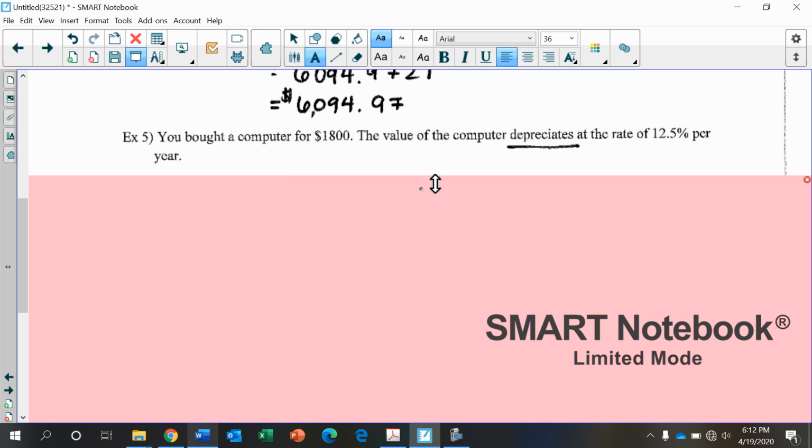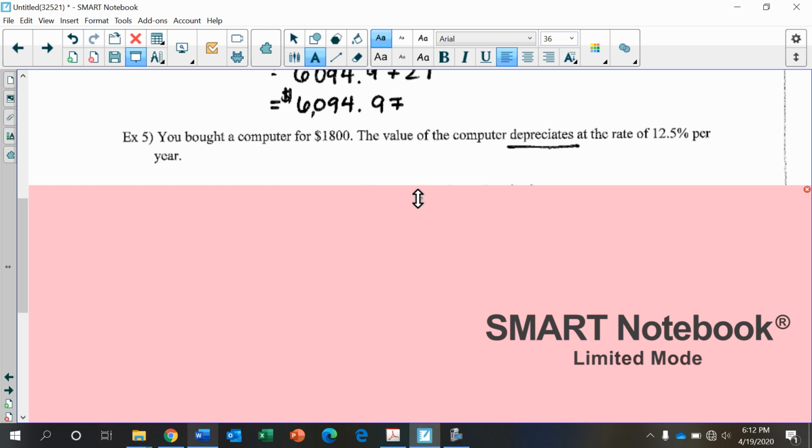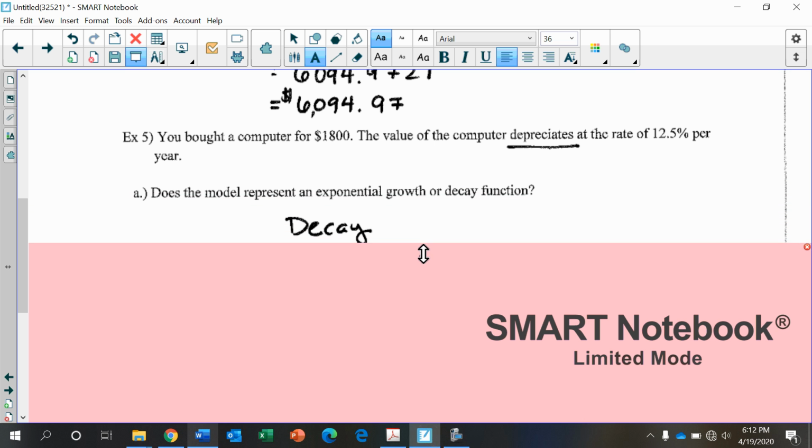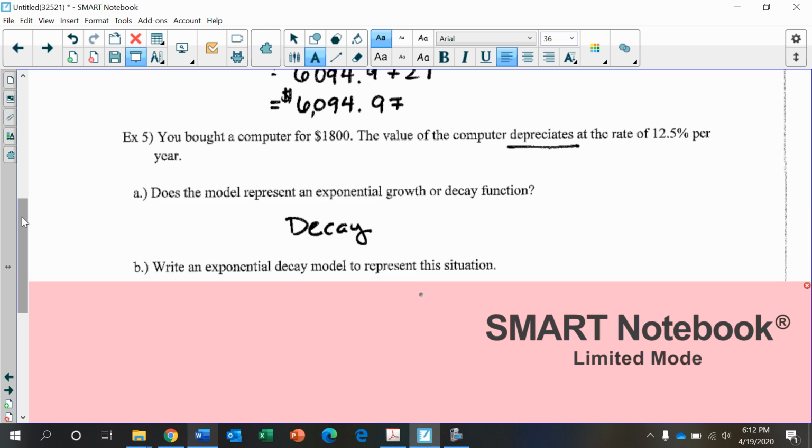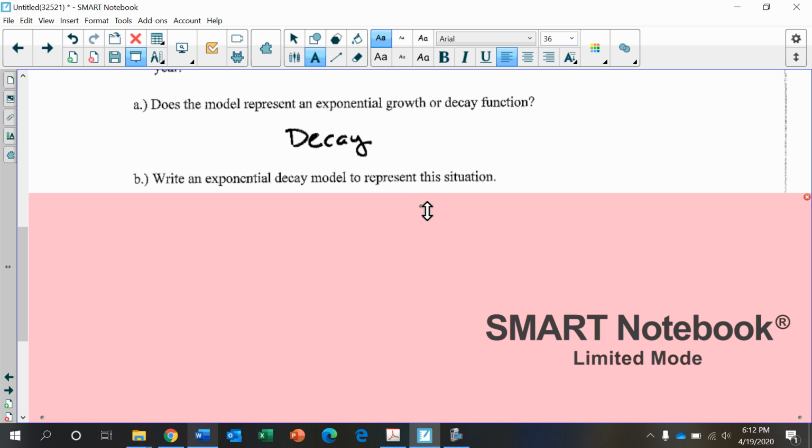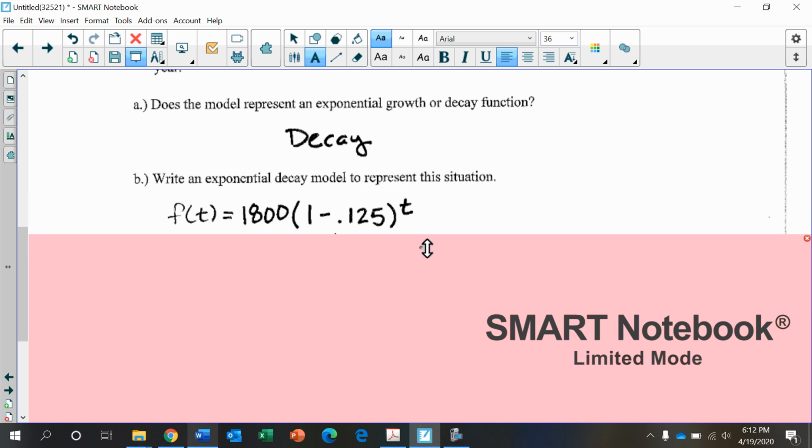Here's my last one. Okay. Finally, depreciates. Depreciates, it's D. That means you're going down, and it's decay. Okay, so you bought a computer for $1,800. The value of the computer depreciates at the rate of 12.5% per year. So we know it's decay, bringing it down. The difference between growth and decay is that you are just putting a minus sign instead.